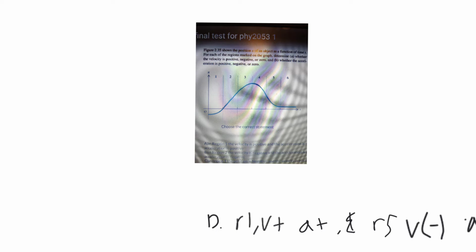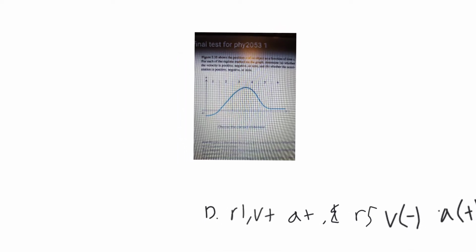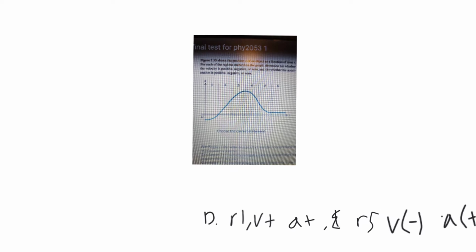Okay, now for question 2, it's asking us to look at this graph here, and it's telling us that according to the regions, what would be the velocity, the acceleration, and it's telling us to compare those things and the position, right? Whether it's going to be positive, negative, or zero. So the only one that we should be looking at is region 1.